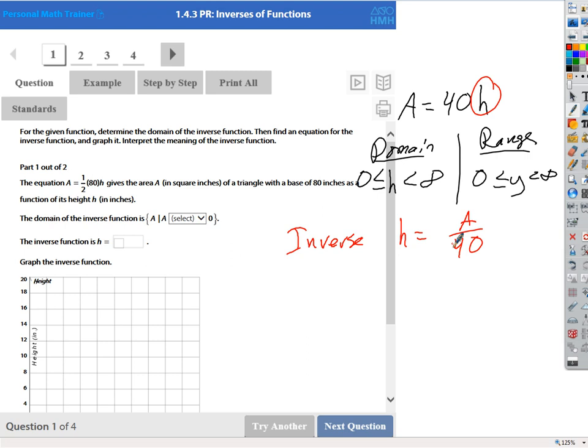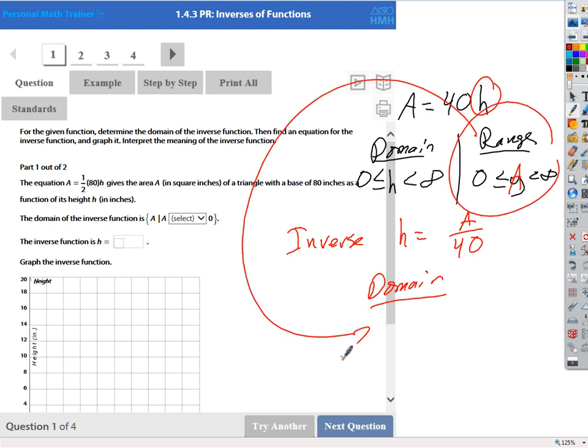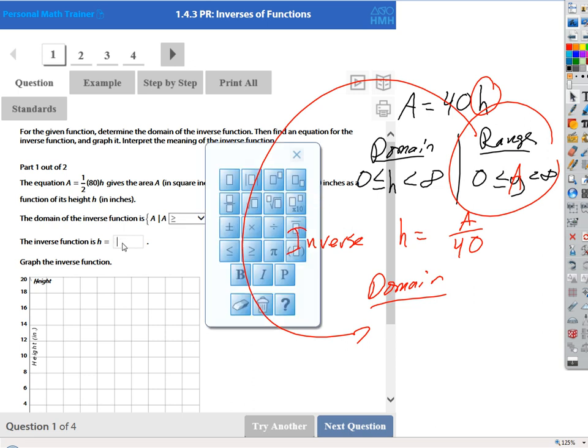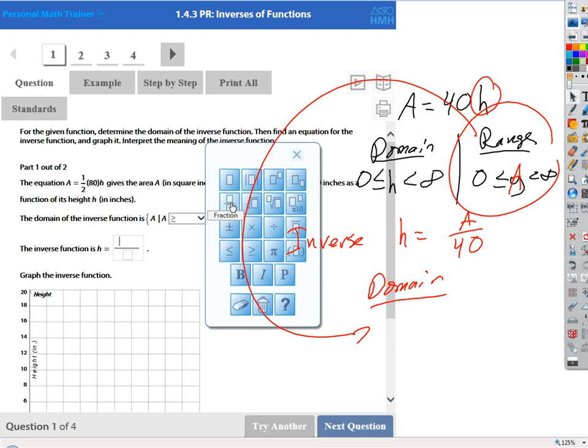Okay, so what's the domain of the inverse going to be? Well, the domain of the inverse, this should have been an A, right, not a Y. The domain of the inverse is the range of the original. Everybody agree? I don't have to do any work at all. Whatever I got for the range of my original function, that's the domain of the inverse. So it's going to be A is greater than or equal to 0. The inverse function is H equals A over 40. It has to be a capital A. Variables are case sensitive.